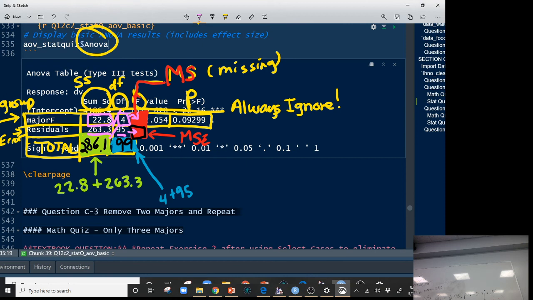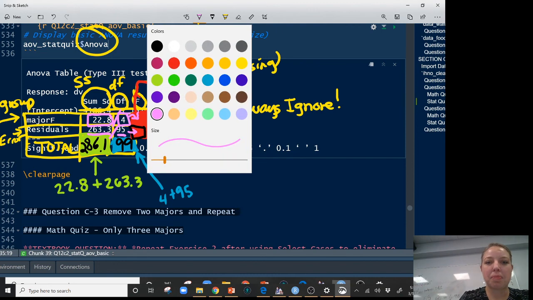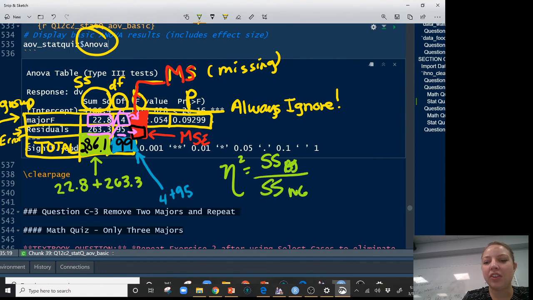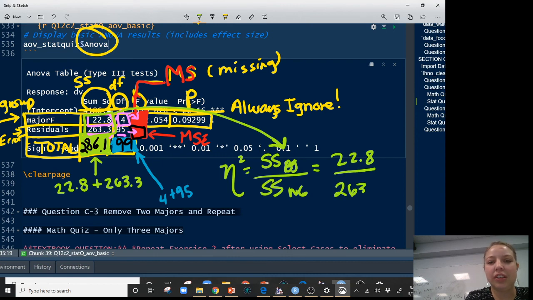So then to find eta squared from that, what's the formula for eta squared? The sum of squares effect over the sum of squares total, so that would be the top divided by the total. So eta squared is the sum of squares between groups over the sum of squares total. If you were going to calculate it by hand, for this one it would be 22.8 over 263.3.